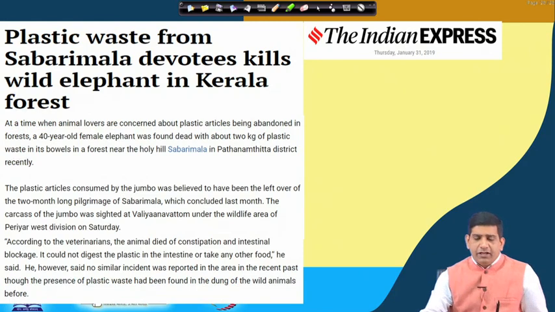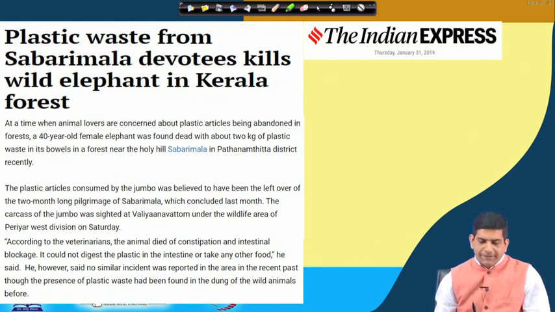There was a report just early this year, on January 31st of 2019, where plastic waste from Sabarimala devotees killed a wild animal in a Kerala forest. We were looking at plastic getting abandoned in the forest. A 40-year-old female elephant was found dead with 2 kg of plastic waste in its stomach and bowels in a forest near Holly Hill, Sabarimala in Kerala.